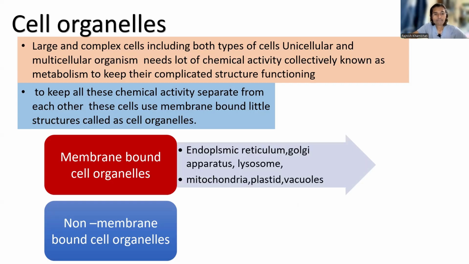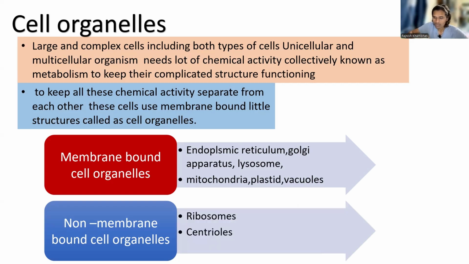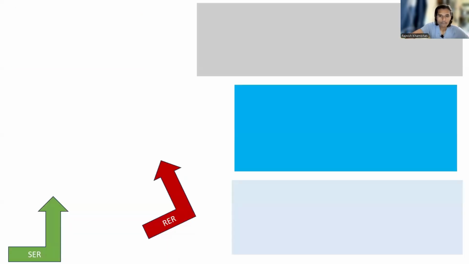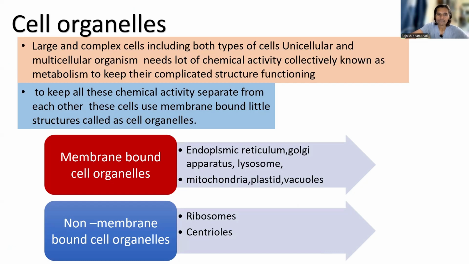Examples of the membrane bound organelles are endoplasmic reticulum, Golgi apparatus, lysosome, mitochondria, plastid, and vacuoles. These are the membrane bound organelles, which means they are made up of plasma membrane. And non-membrane bound organelles are ribosomes and centrioles.